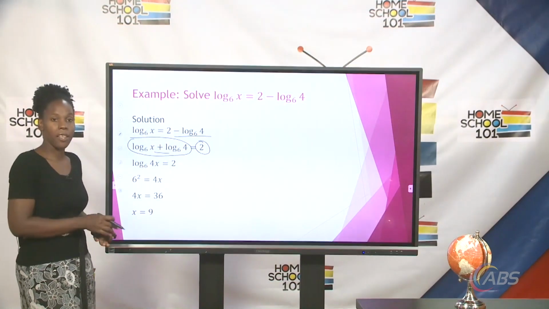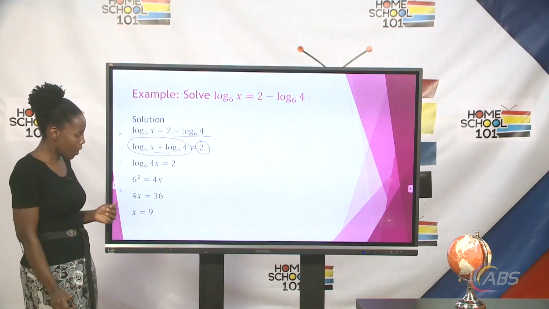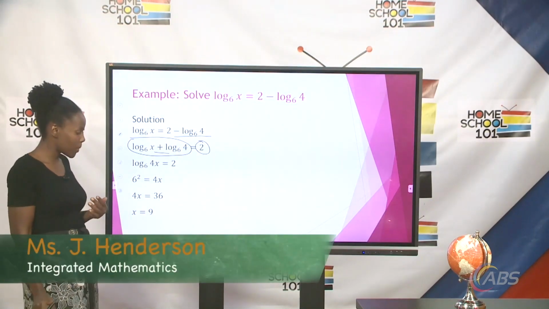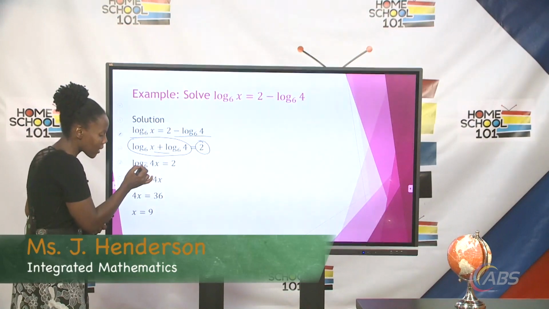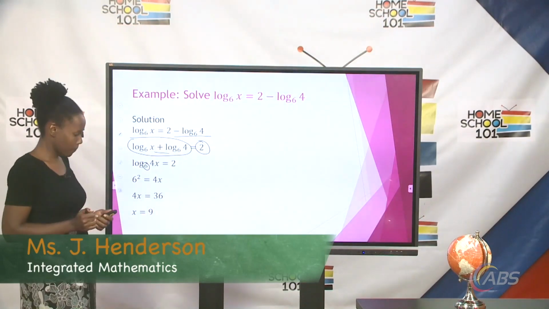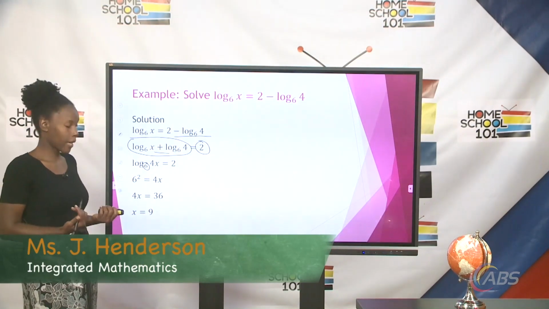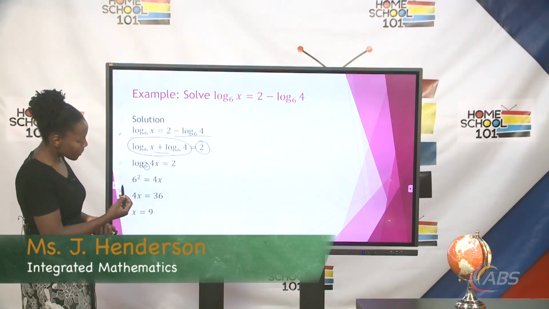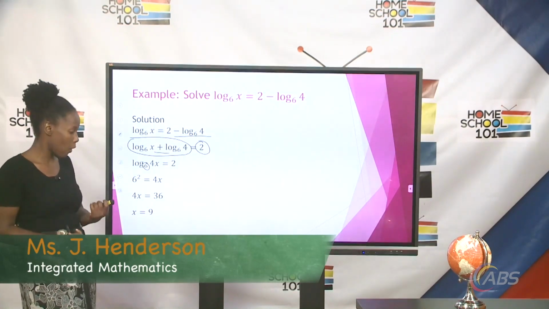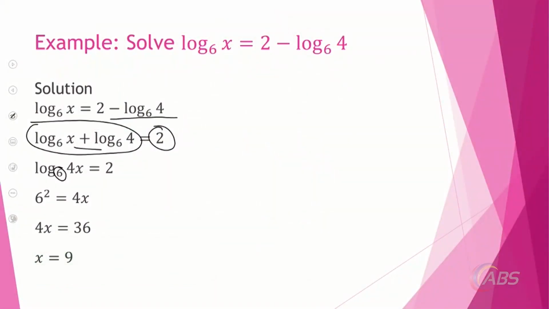Now that we have it in the form of a single logarithm, we would then need to convert to the exponential form. So in this case, my base here is 6. So in converting to the exponential form, it becomes 6 squared is equal to 4x. I'll just switch it around so that I have my unknown on this side. So I have 4x is equal to 36, which is 6 squared. So therefore, x would be equal to 36 divided by 4, which gives me a value of 9.